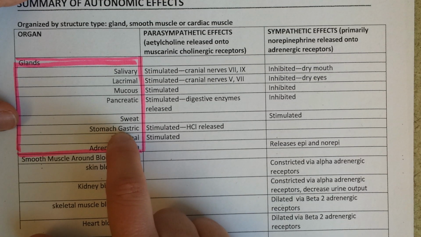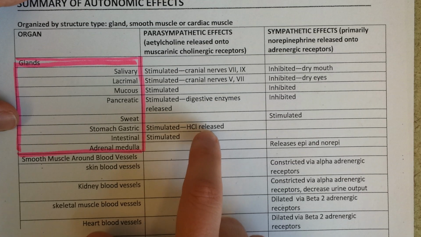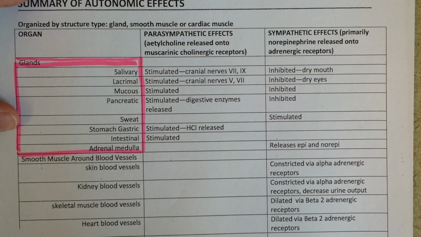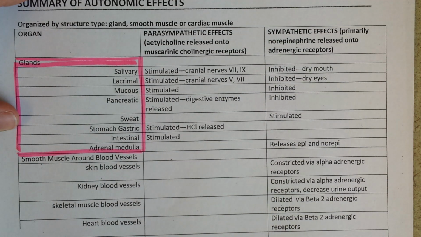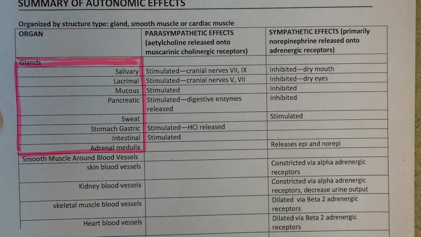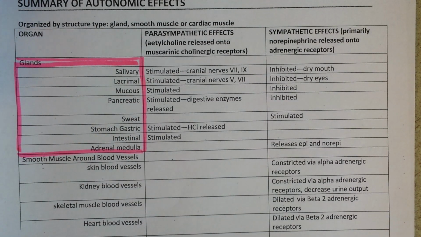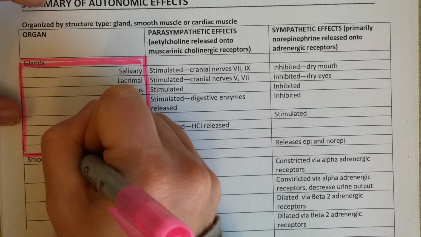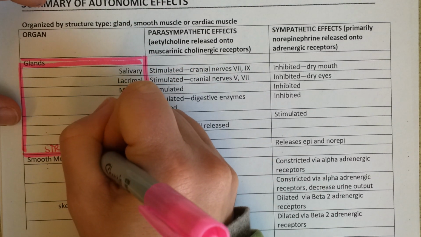Okay, then the gastric glands would be secreting more hydrochloric acid, and the intestinal glands would be secreting more mucus and various enzymes to help with the digestive processes. Now, I think that your page has a little more than mine, so if you already have this on there, that's fine, but I always like to think of the adrenal gland as your stress gland.